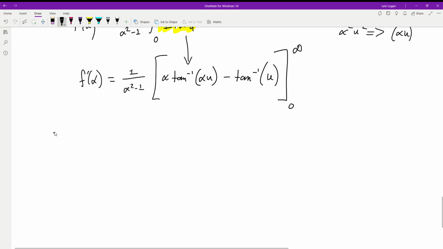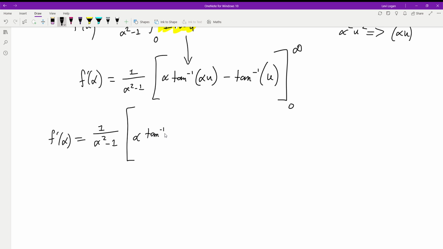So f dash of alpha is 1 on alpha squared minus 1, square brackets still, because this is going to get multiplied by everything. Substituting in infinity first, we're going to have alpha tan inverse. Now, if we plug in infinity at the moment, we're going to have pretty much alpha times infinity. But we haven't defined which infinity it is, because we can't say it's pi on 2 straight away, because it depends which one we've said. If it's negative, then it'll be pretty much this one over here. And if it's positive, it'll be this one.